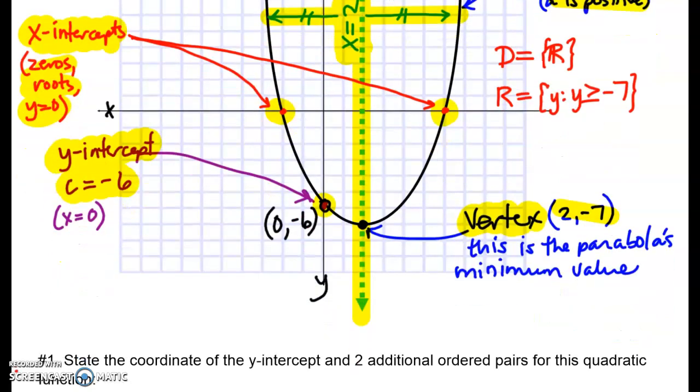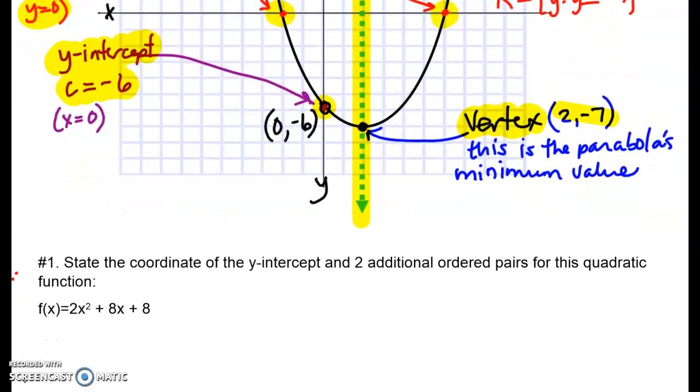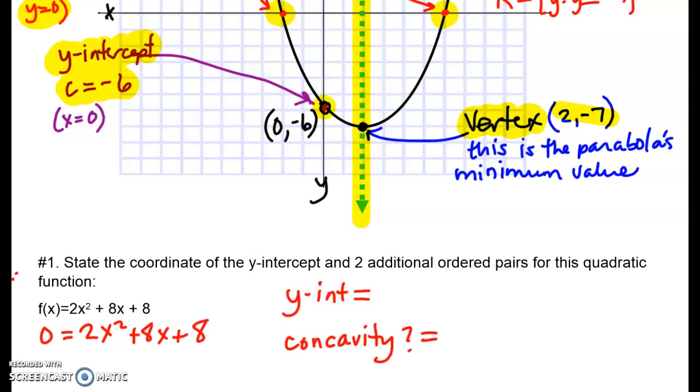Okay, so moving down here, I want you to answer 2 things about this question. Looking at this quadratic equation right here, if I would write it in standard form, I would say 0 equals 2x squared plus 8x plus 8. I would like the y-intercept and the concavity. Pause it and look up at the graph if you don't know. Okay, so the y-intercept comes from the c value. It's 8. Here's its ordered pair. The a tells you the concavity, which is up.